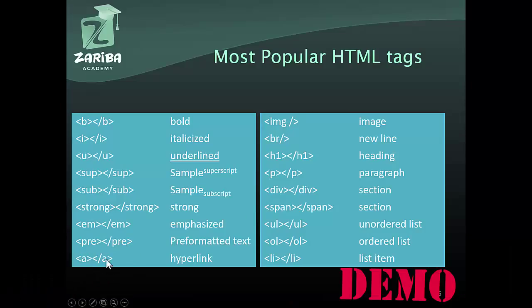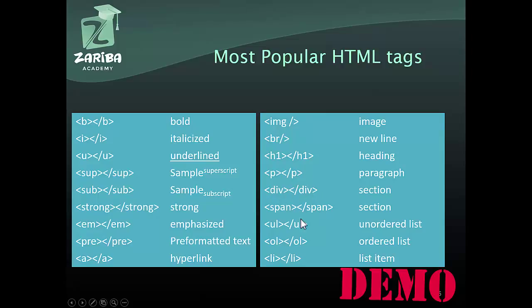So this is what the A does. It comes from Anchor. Then we have the image tag, which is a self-closing tag. We have the BR, which is a new line, also a self-closing tag. We have the H1, which makes a heading of type 1, and you can do H1 up to H6. And it's going to make smaller and smaller subheadings of the main H1. We have P for a simple paragraph.